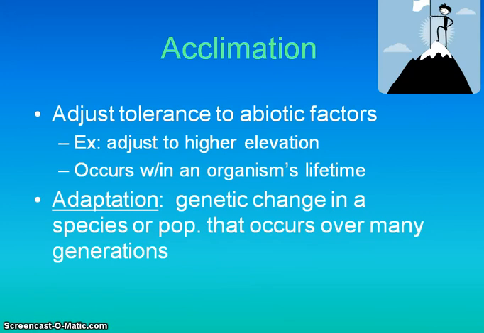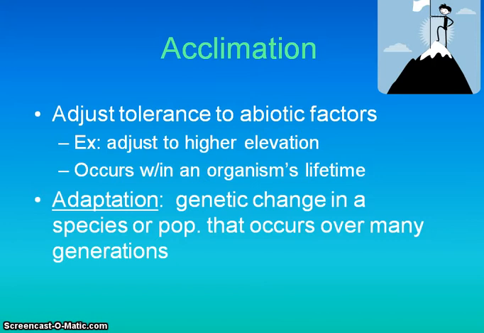Some terms that people tend to interchange sometimes are acclimation and adaptation. When we're talking about acclimations, that's when an individual organism can adjust their tolerance to certain abiotic factors. So for instance, adjusting to a higher elevation. If we try to work out here as compared to working out in Denver, we're going to have a harder time working out in Denver. We're not going to be as used to that higher elevation. There's a difference in air pressure, and we're not able to take in as much oxygen because of that.